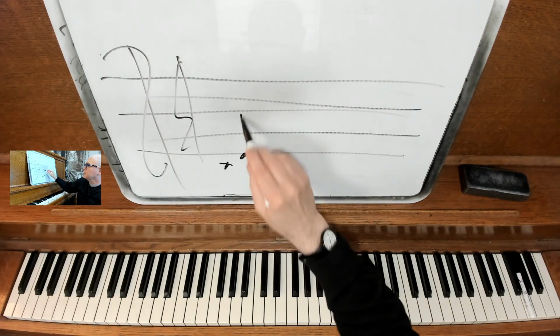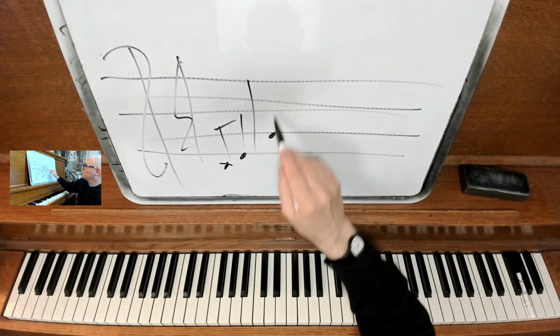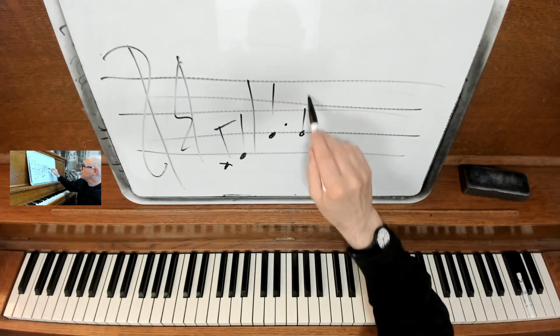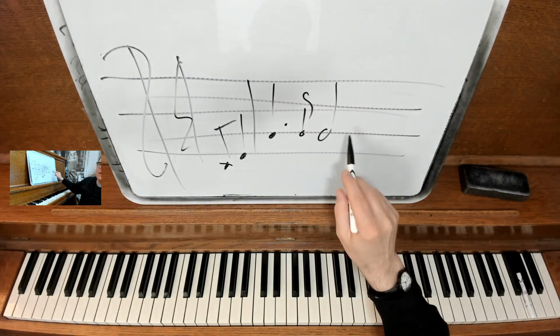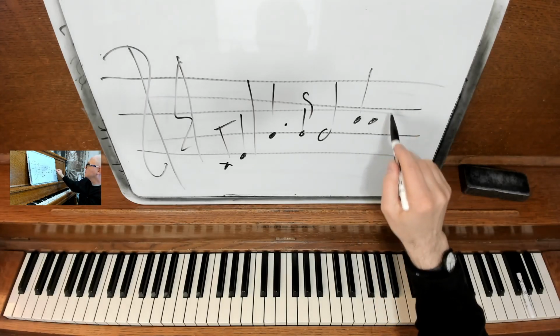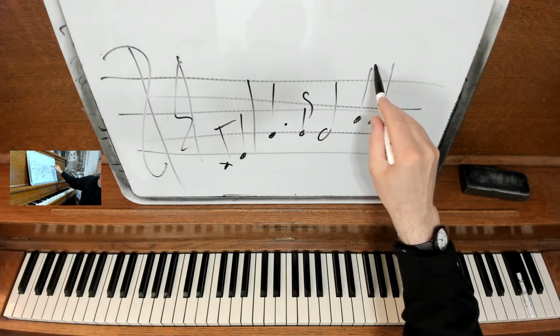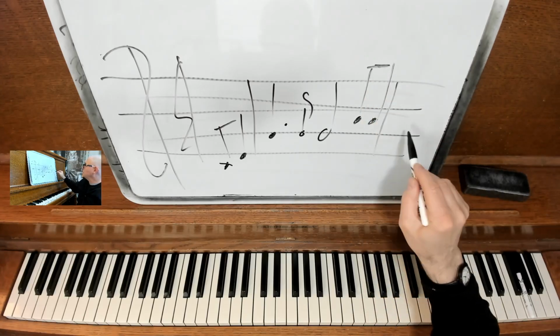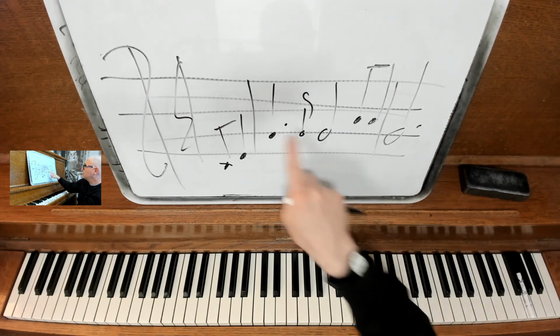So 4 and, again, just outlining a triad, right? 4 and 1 E and 2, 3, 4 and, because that's a line there. 4 and 1, 2, 3. Dots by the notes.